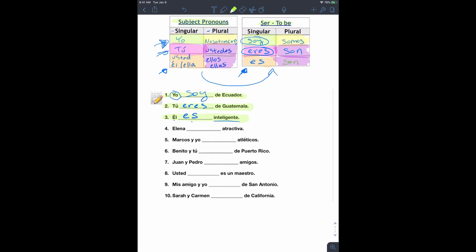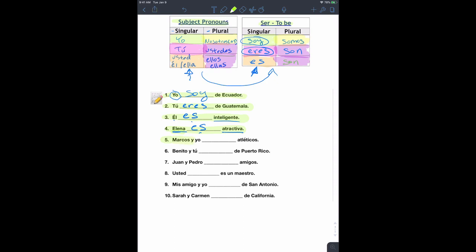Number 4, Elena blank atractiva. Now, even though we don't find Elena in our chart, we know that Elena can also be replaced with ella. So if that's the case, the verb for Elena is es. Elena es atractiva. Elena is attractive.